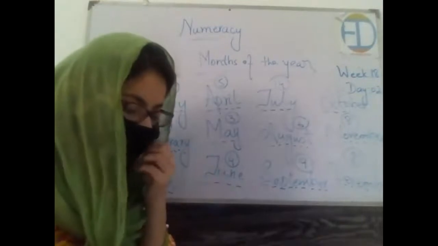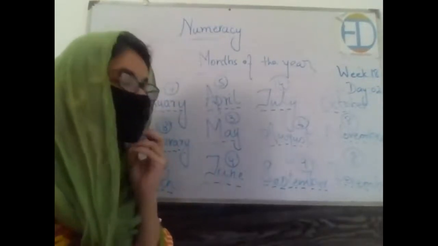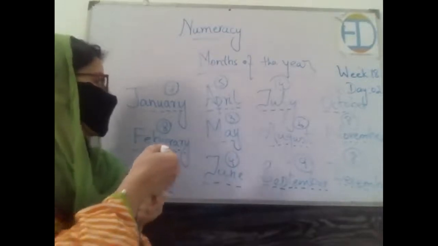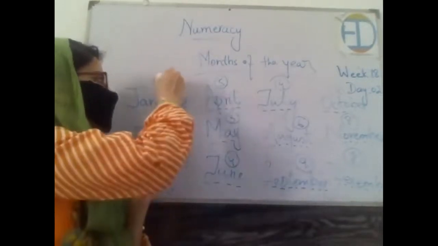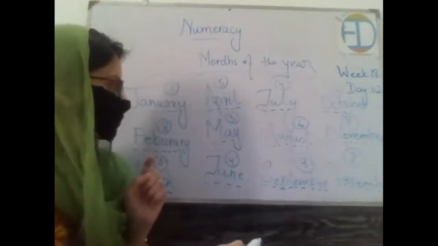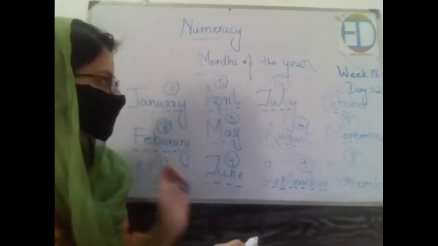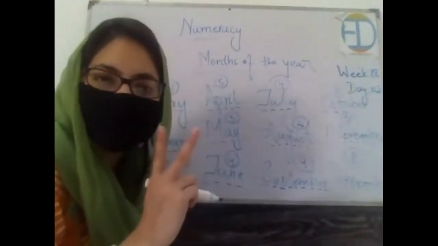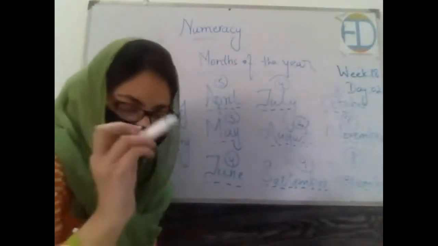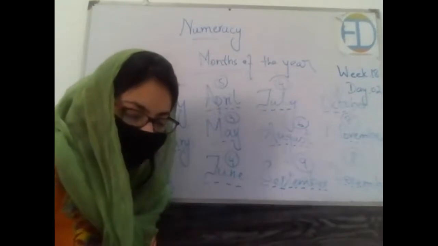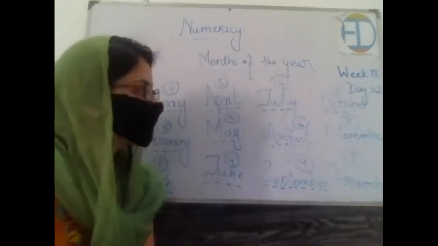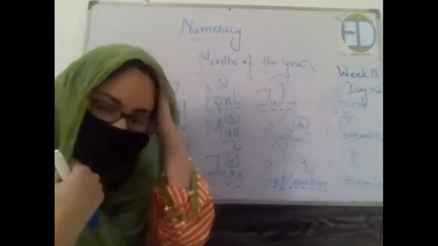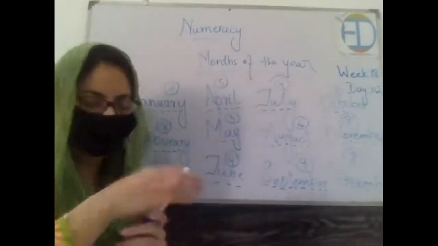Now write the names of the months which have 7 letters. Now we will see how many of them have 7. So on the board, January has 7. Is there anyone else? And October also has 7. So we have 2 months which have 7 letters, right? Which are January and October. So write the names January and October in front of the 7 letters.